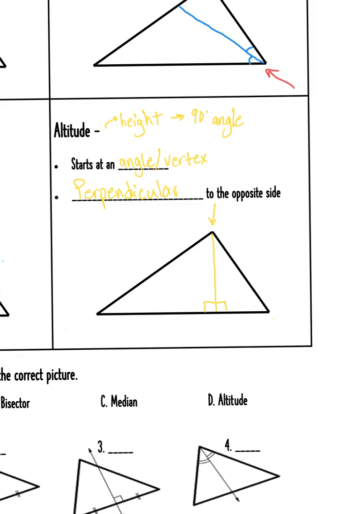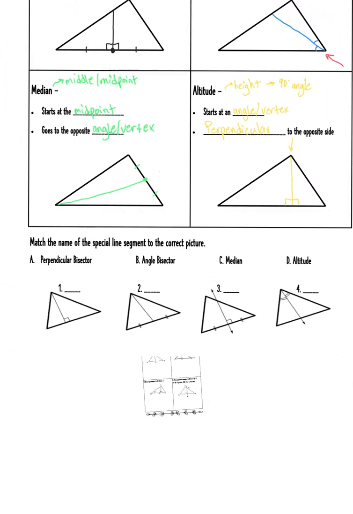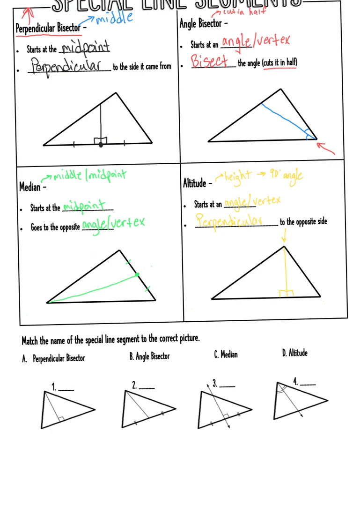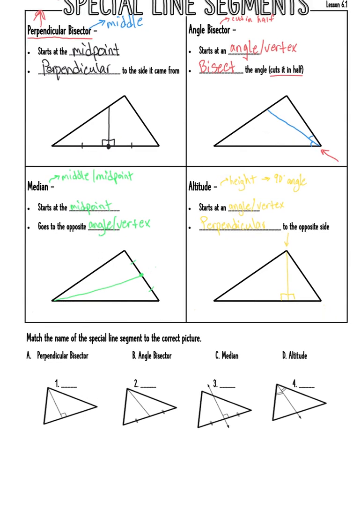So let's review what we just talked about by doing some matching here. All right, we've got: match the name of the special line segment to the correct picture. So answer choice A says perpendicular bisector. This is 2 words, so we should be thinking 90-degree angle, and we should be thinking midpoint.